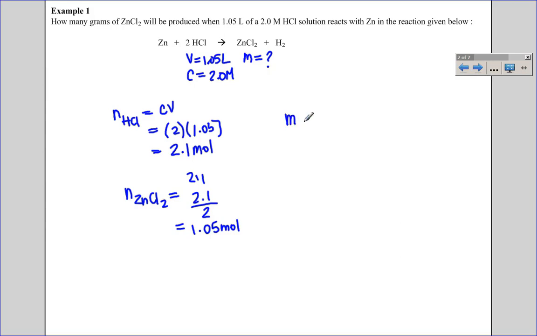In our third step, we need to find the quantity we're asked for. So in this case, we're being asked for the mass of the zinc chloride, which, as you know, the formula is moles times molar mass. So we're going to take the moles and we're going to multiply by the molar mass of zinc chloride, which is 136.29. When we multiply this, we get 140 grams reported to the correct number of significant digits.